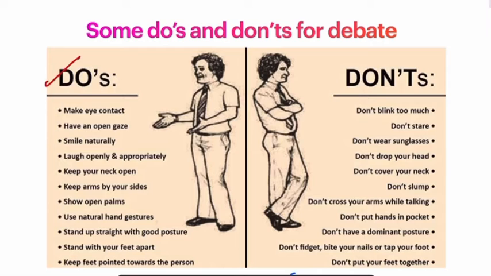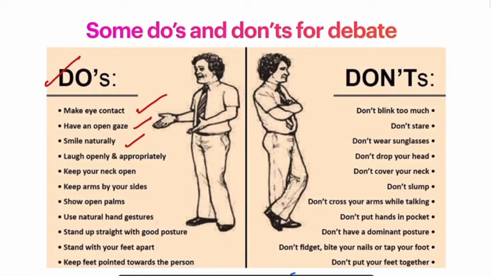So first of all, let's talk about the things which you can do. So yes, always make eye contact with the audience, because when you make eye contact, the listener engages more in your question or in your answer, in your explanation. They are attentive and you have their full attention. Have an open gaze. Do not stare at a particular group or individual. Try to move your gaze to all other audience as well.